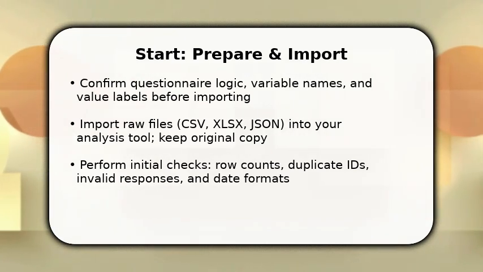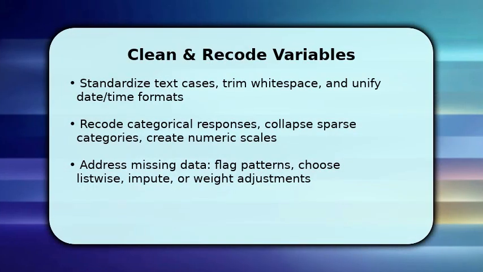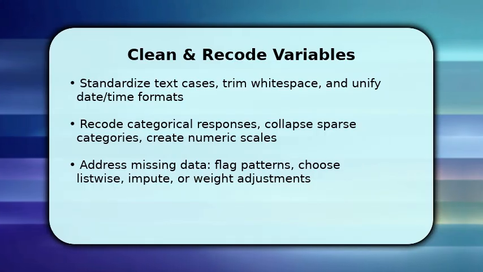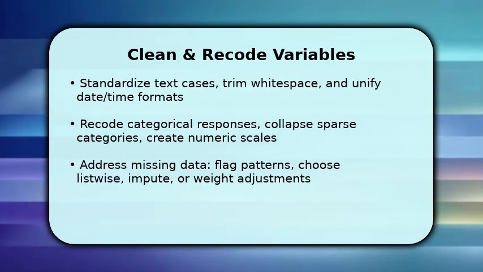Now you tackle the detailed cleanup and coding that shape valid results. Start by standardizing text, trimming whitespace, and unifying date formats so merges work correctly. Next, recode categorical items into consistent codes, collapse sparse levels, and construct numeric scales or indices where appropriate.